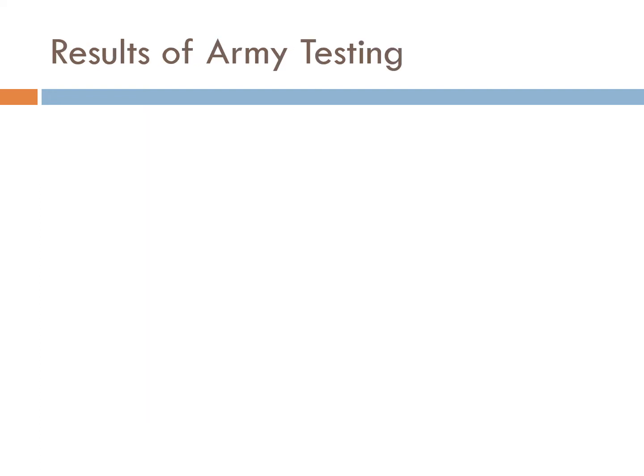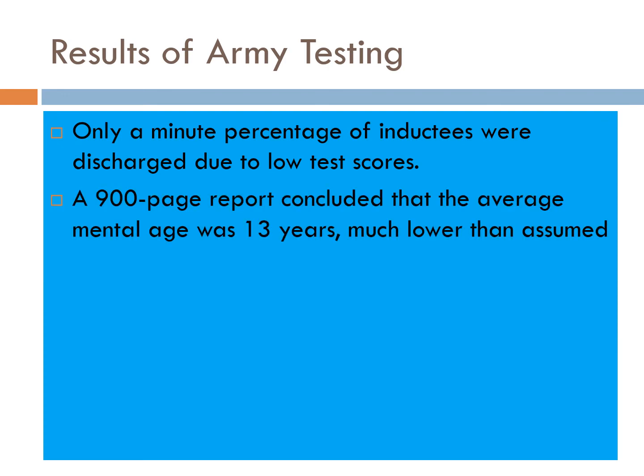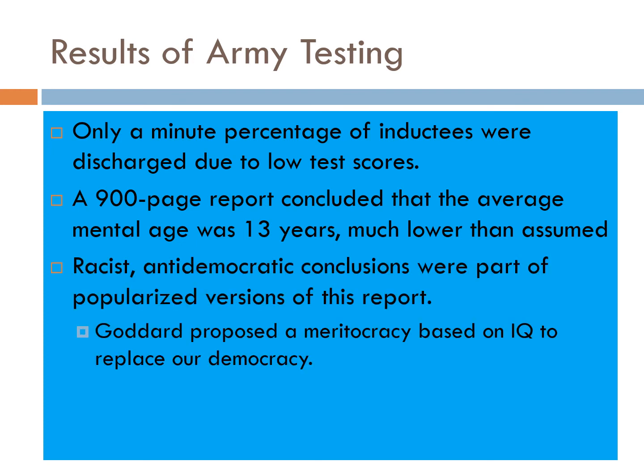So if we look at the results of the Yerkes Army testing, we have only a minute percentage of inductees who were discharged due to low test scores. In a 900-page report, he concluded that the average mental age was 13 years, which was much lower than assumed. This was then co-opted for racist, anti-democratic conclusions.